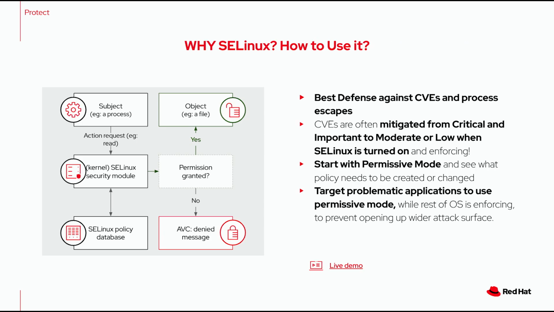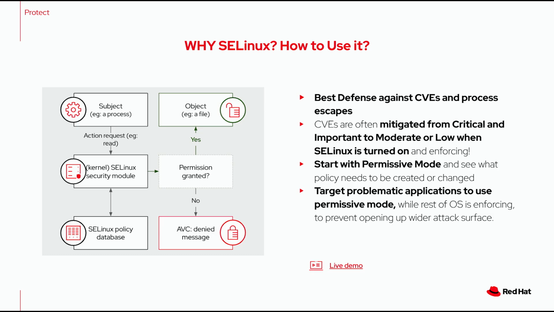So with that being one of your best defenses against CVEs and process escapes, that's important. The other thing to keep in mind is when we look at a CVE, a lot of the CVEs have been mitigated from critical or important with SELinux turned on and in enforcing mode down to low or moderate, because those types of attacks are prevented, right? So it needs to be turned on, it needs to be enforcing.